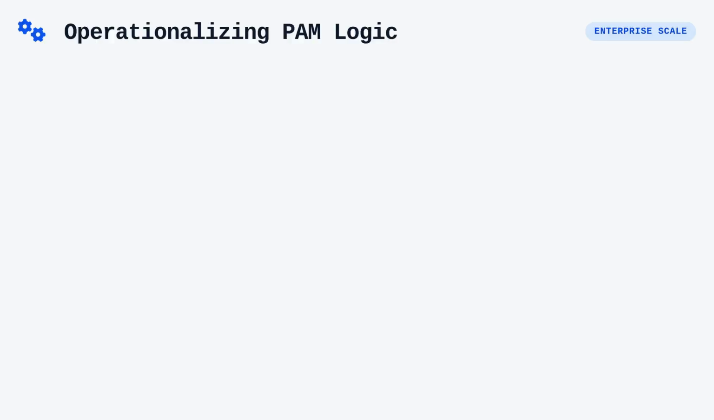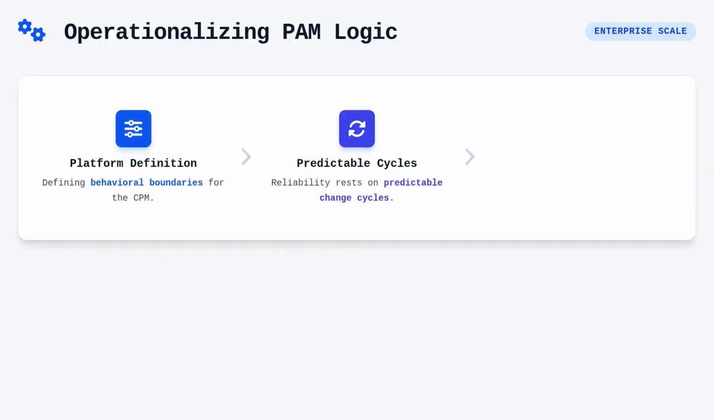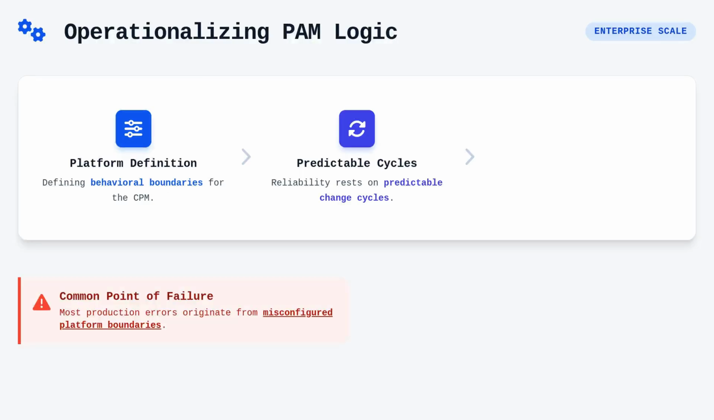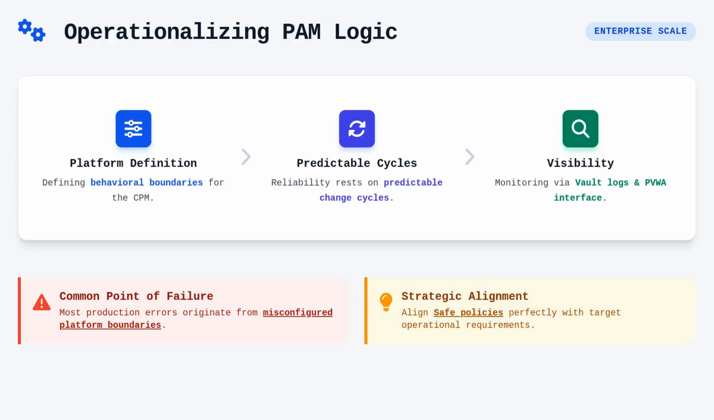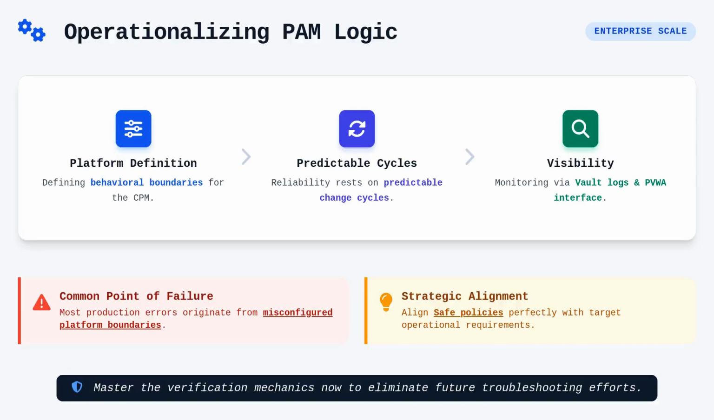When you configure a new platform, you are essentially defining the behavioral boundaries of the CPM. And this is where most errors in production environments originate. Always ensure that the policies you assign to your safes and accounts align perfectly with the operational requirements of the target platforms you are managing. Taking the time to understand these verification and change mechanics now will save you from significant troubleshooting efforts later in your operational workflows.